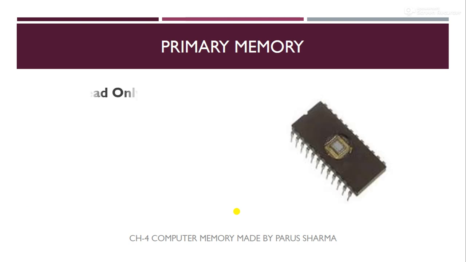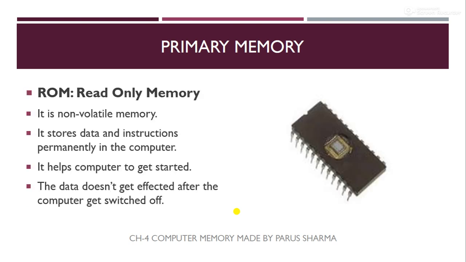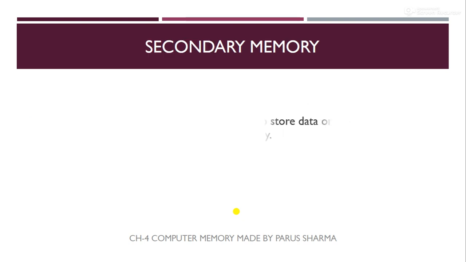Now, ROM is also primary memory, but ROM is not a temporary memory, it is a permanent memory. It is a non-volatile memory. It is not washed away when the electricity goes off or you shut down the computer without saving. It helps to run the computer. Like when you start a computer, some files run on a blank screen; that memory is the ROM. It helps the computer get started and stores data and instructions permanently in the computer. It does not get affected after the computer is switched off.